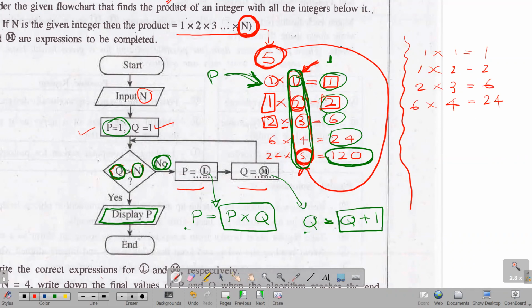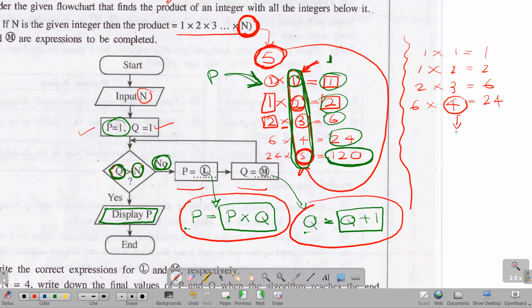So then after, now 6 into 4 will happen on this step. And then Q is going to increase. That means this 4 is going to become 5. So the value of Q is going to be 5. This is going to be the value of P.